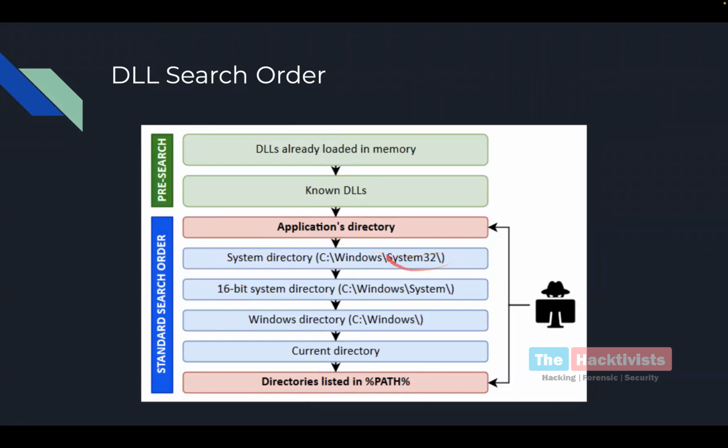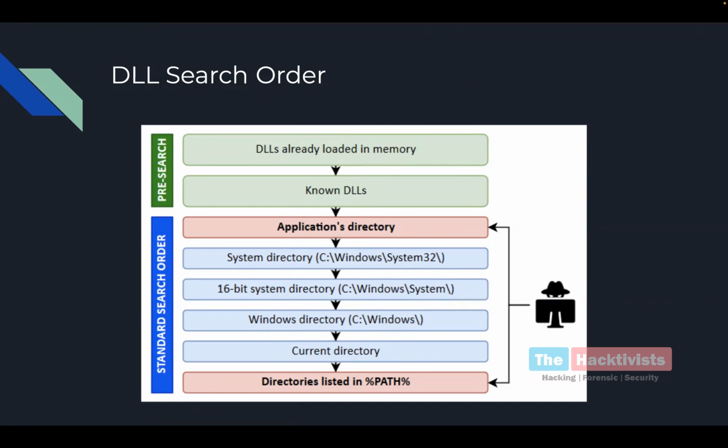At that point of time, firstly it will go to the system directory. Definitely it is not going to find that particular thing there. Then it will go to the system directory, then Windows, and then the current directory where that application has been executed. If it does not find that file in any of the directories, it will throw the error that this particular DLL is not available.